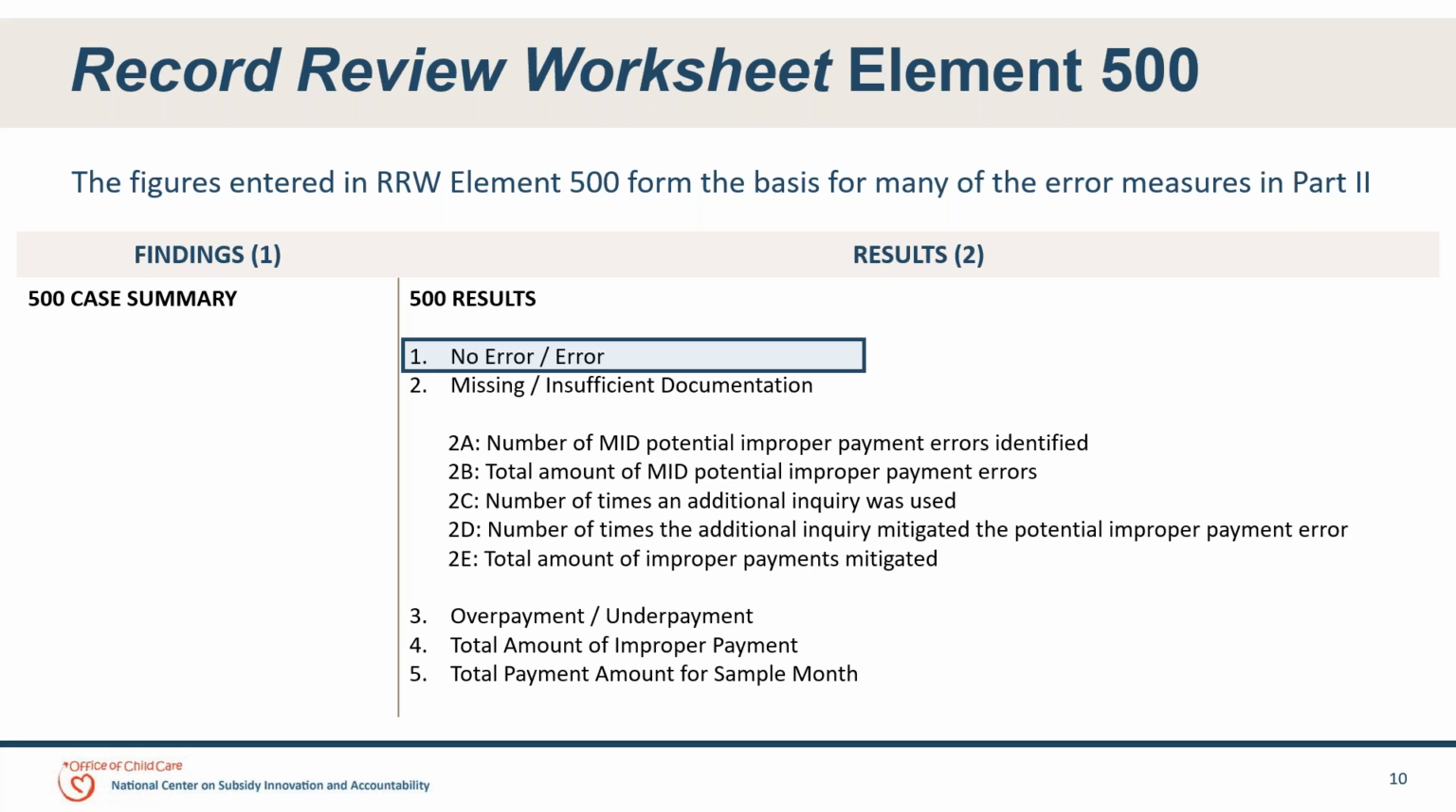In item 1, the reviewer records whether the case had any errors. In item 2, they record whether that error, if there was one, was caused by missing or insufficient documentation, or MID. Then we have a set of 5 items here, which I'm not going to go through in detail, but these just ask for a little bit of information about those MID errors, if there were any, and whether they were able to be mitigated through what we call an additional inquiry process.